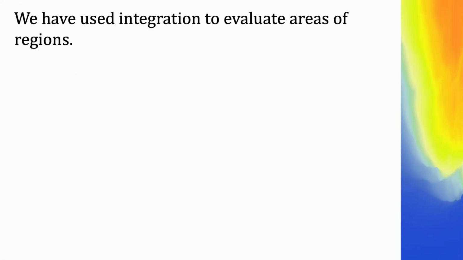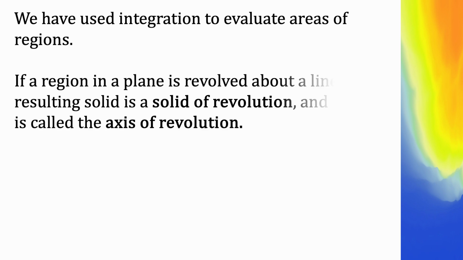We've used integration to evaluate areas of regions. If a region in a plane is revolved about a line, the resulting solid is a solid of revolution, and the line is called the axis of revolution.